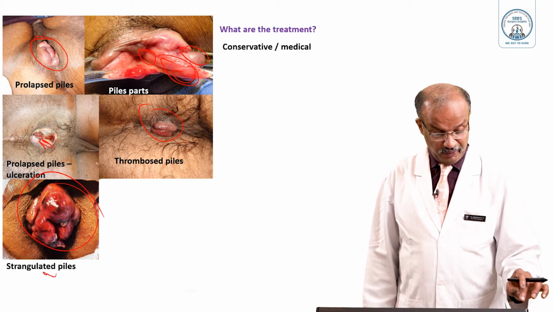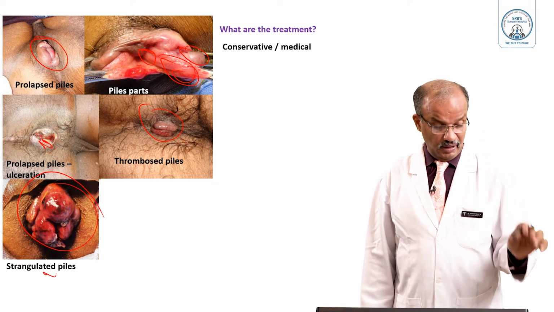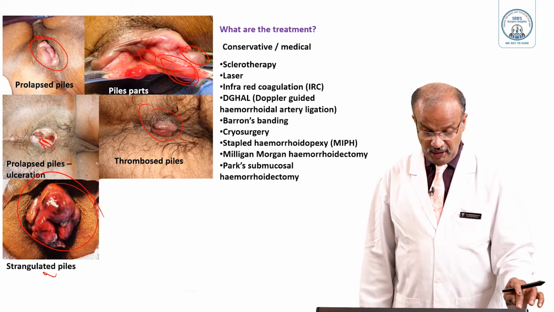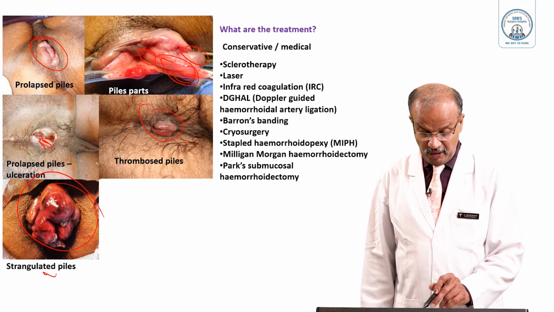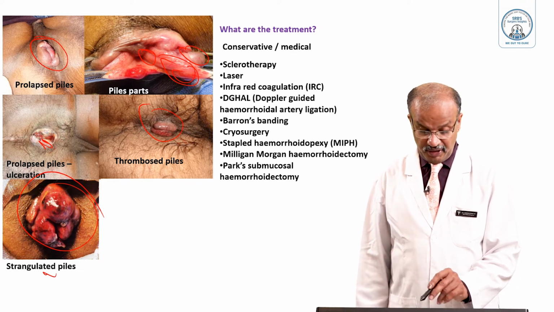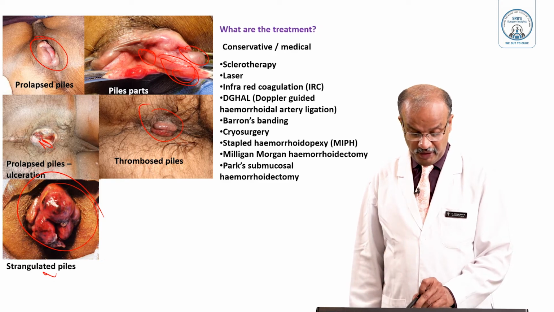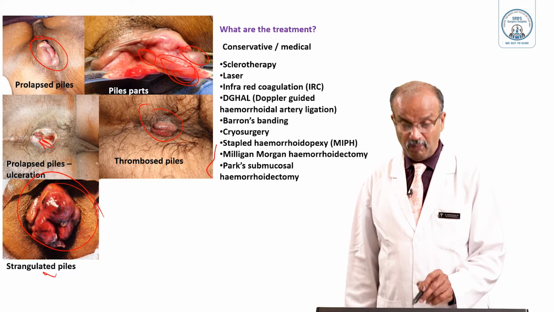What is the treatment? Conservative: sitz bath, local application, non-steroidal anti-inflammatory. If it is infected, give antibiotics for a few days. Sclerotherapy is very useful. Laser, infrared coagulation, Doppler-guided hemorrhoidal artery ligation (DHAL), Barron's banding for second degree, cryosurgery, stapled hemorrhoidopexy, Milligan-Morgan hemorrhoidectomy, Parks, good old procedures. Submucous, these are the different procedures, remember.